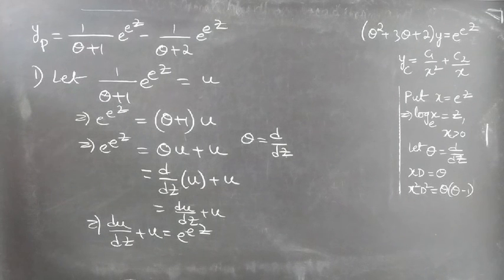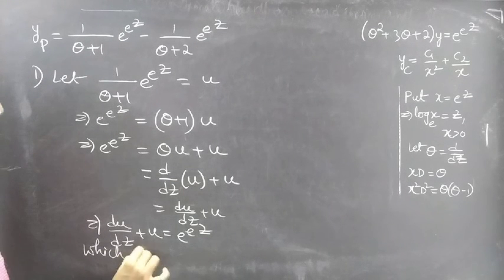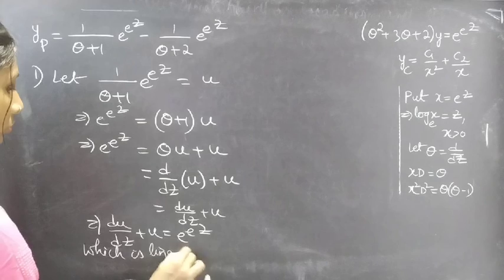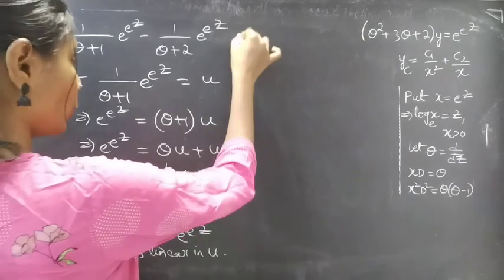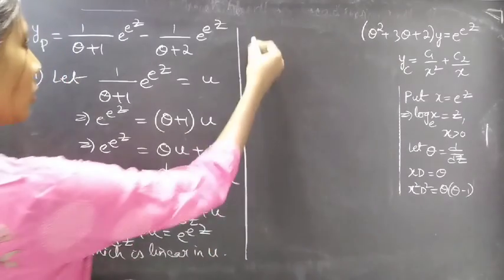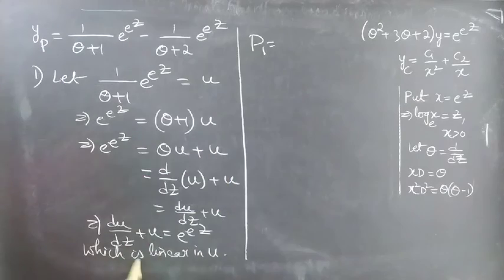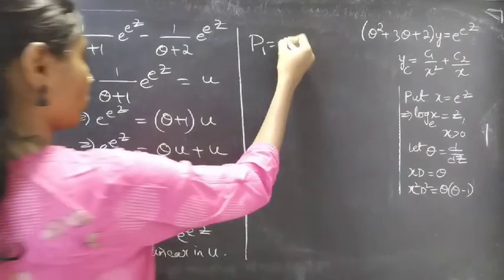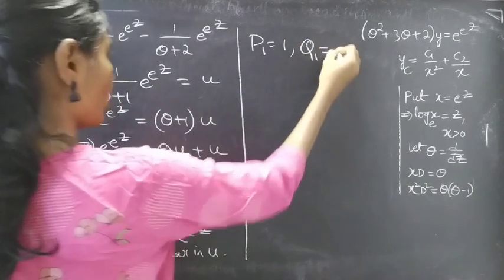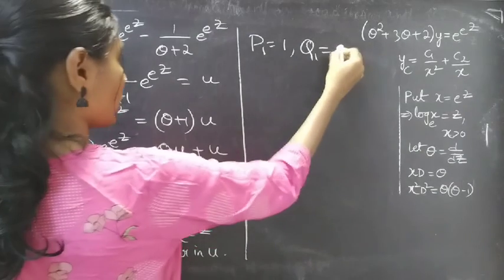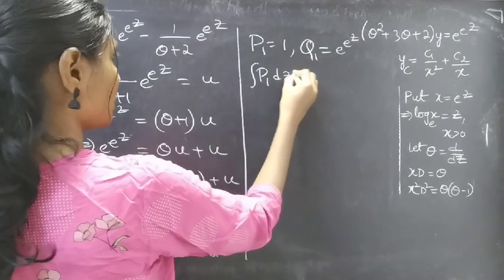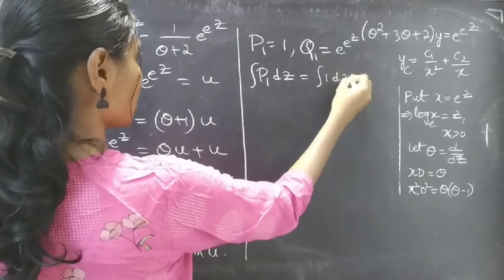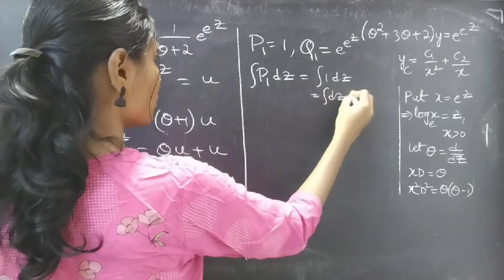which is linear in u. Now find P1 and Q1, where P1 equals the coefficient of u, which is 1, and Q1 equals the RHS part, e power z. Now find integral P1 dz, which equals integral 1 into dz equals integral dz equals z.